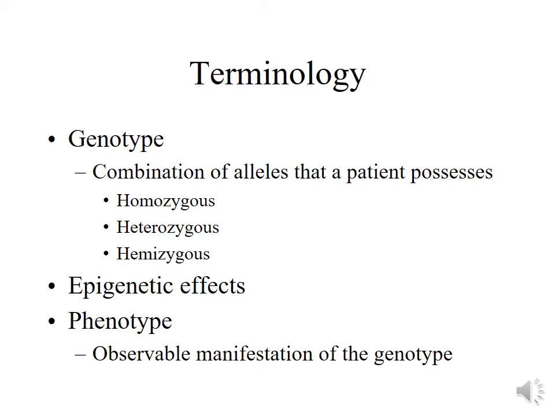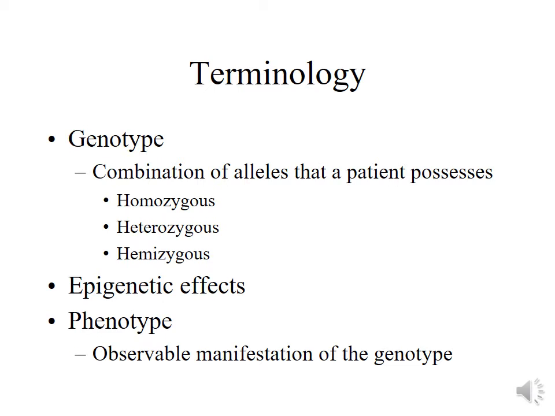The first important term to define is the genotype. The genotype is the combination of alleles that a patient possesses. An individual can be homozygous, heterozygous, or hemizygous. Homozygous and heterozygous are terms that apply to the somatic cells of the body. Hemizygous refers to the condition that occurs on our gametes.